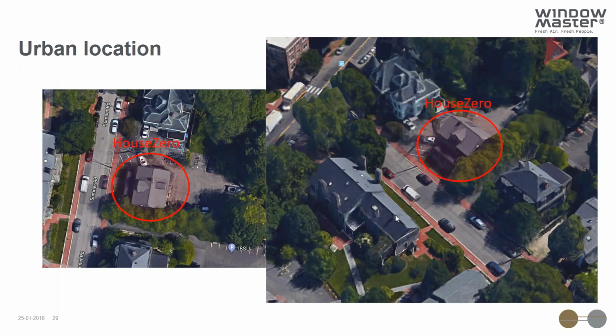For House Zero, we are located in an urban location. Of course, if you are in an open field, it's pretty easy to predict the wind pressure. But when you are in an urban location, you need to consider the surroundings. Trees can, of course, be a bit tricky because they change with the season. So, yeah, mainly the buildings should be considered, but optimally all surroundings are very important.